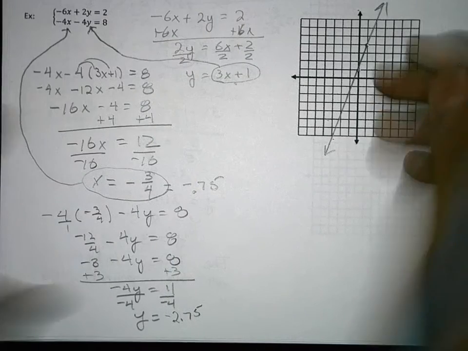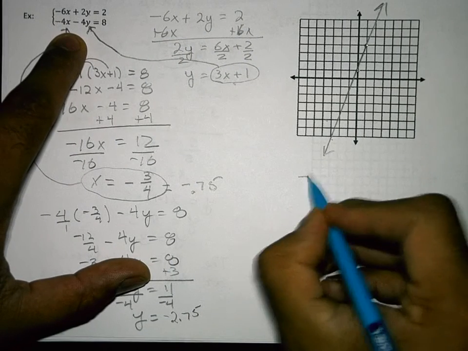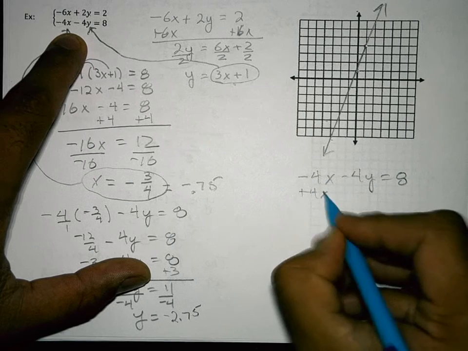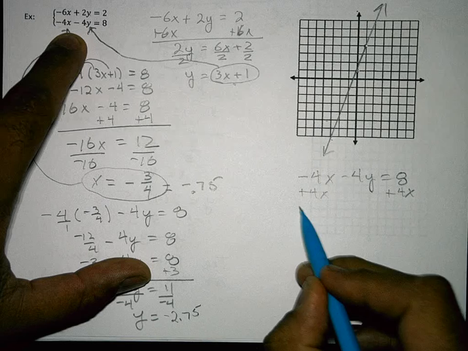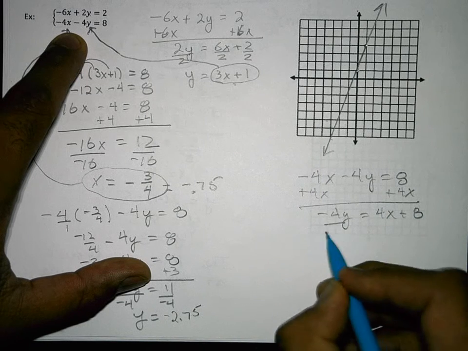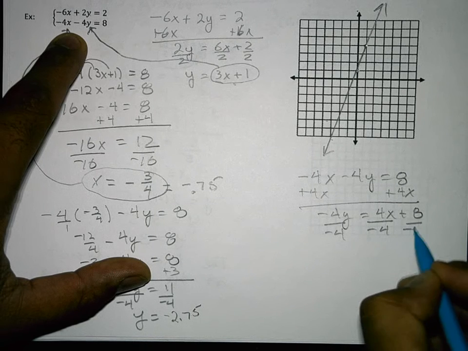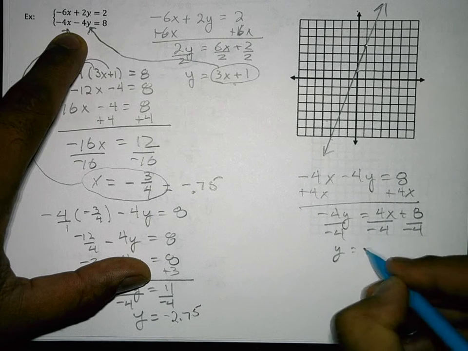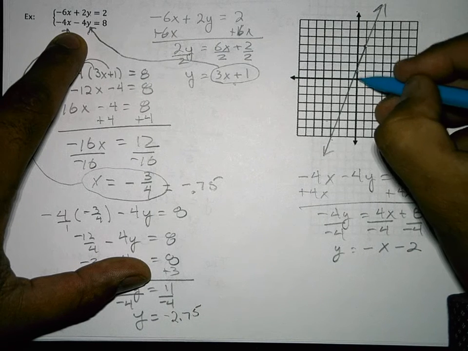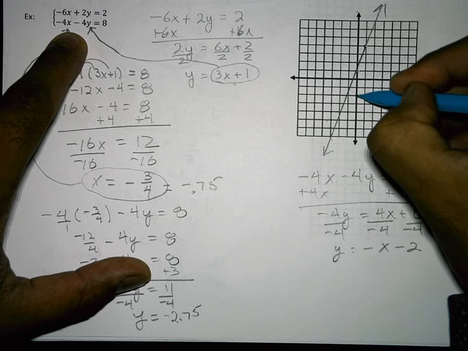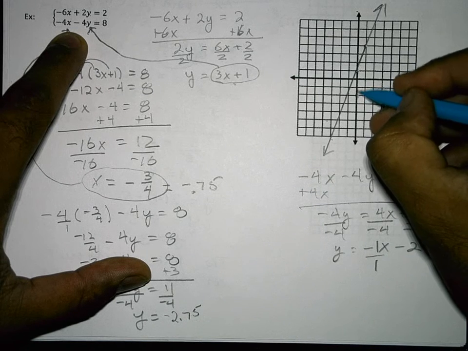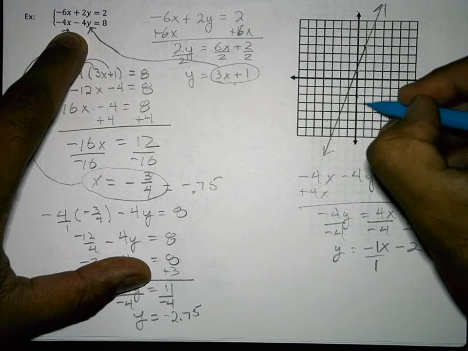Okay. Now I'm going to take this one over here. I've got to solve it for y so I can graph it. I can do the intercepts as well, but I'm going to go ahead and add 4x to both sides. Okay. Divide by negative 4. And I get y equals negative x minus 2. So I'm going to go to negative 2. 1, 2. Down 1. Okay. To the right 1. So start from negative 2, go down 1 to the right 1.